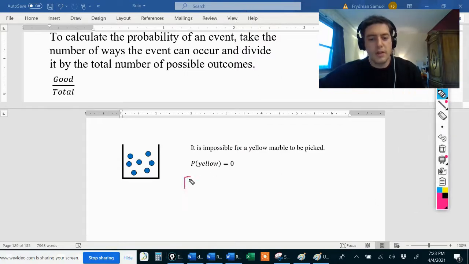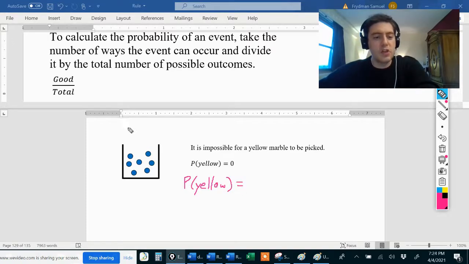So the probability of picking a yellow marble should be the number of good things that could happen. How many yellow marbles are in here? Well, there are 0 yellow marbles. So that's going to be the numerator of our fraction, 0, because there's nothing good here. If we want a yellow marble, then all of these marbles are bad for us. So there's nothing which is good in this box.